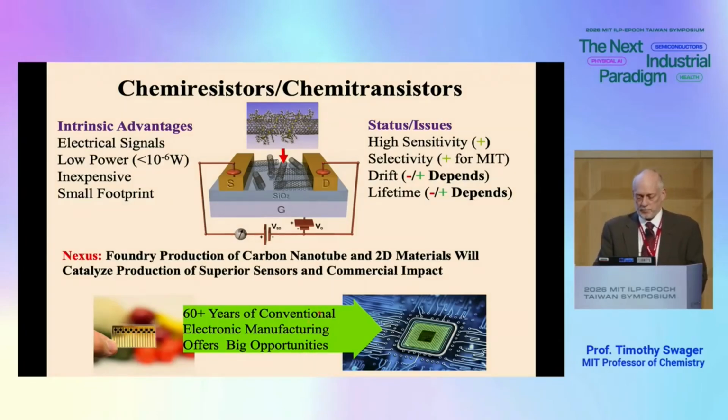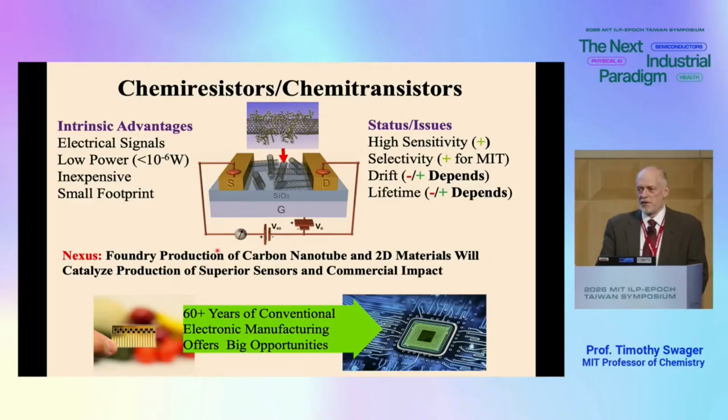But our devices with nanotubes are generally chemiresistors or chemitransistors. I'm not going to tell you about the transistors today, but that's just where we don't have the gate electrode attached. And the chemiresistor is a very simple device. We're just measuring the current that's flowing through this little nanotube network here between these two devices.